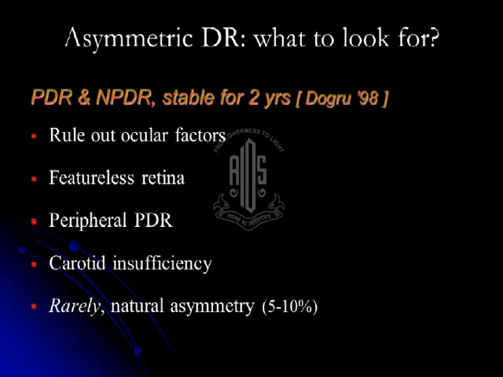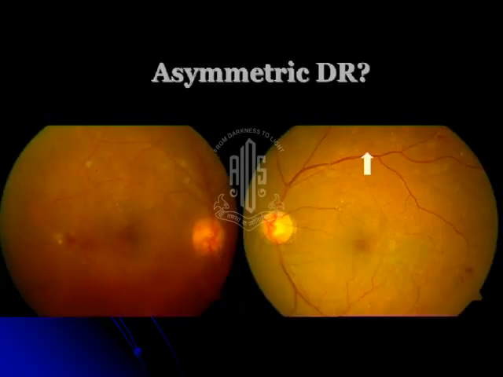As stated by Dr. et al., by definition it's proliferative diabetic retinopathy in one eye and non-proliferative diabetic retinopathy in the other eye, and stable thus for about 2 years. One needs to rule out the ocular factors that I mentioned. One needs to look for featureless retina, peripheral PDR, and carotid insufficiency. And then once we rule all these out, rarely there is this natural asymmetry which can happen in 5 to 10% of cases. So in 5 to 10% of patients that you see, you might find this kind of an asymmetry. But again, a word of caution.